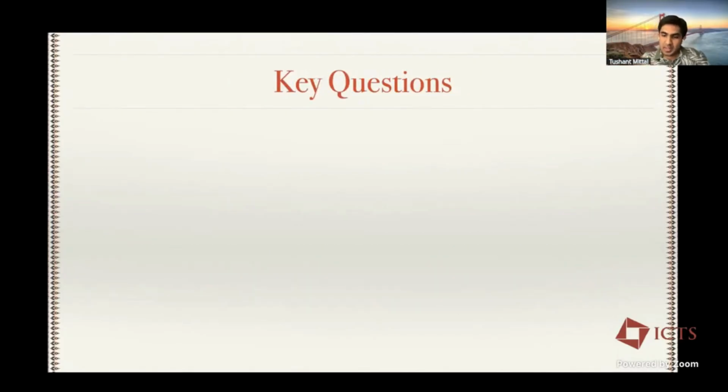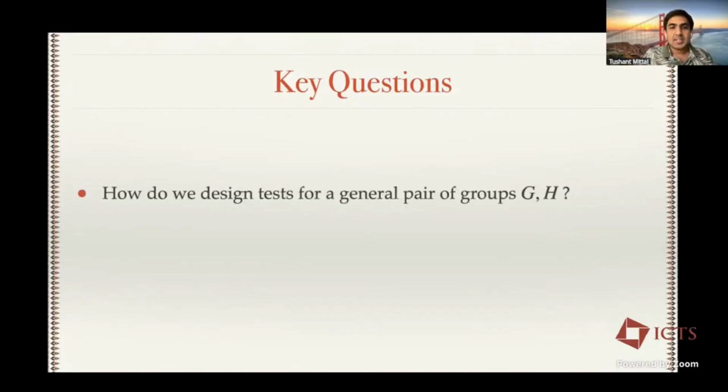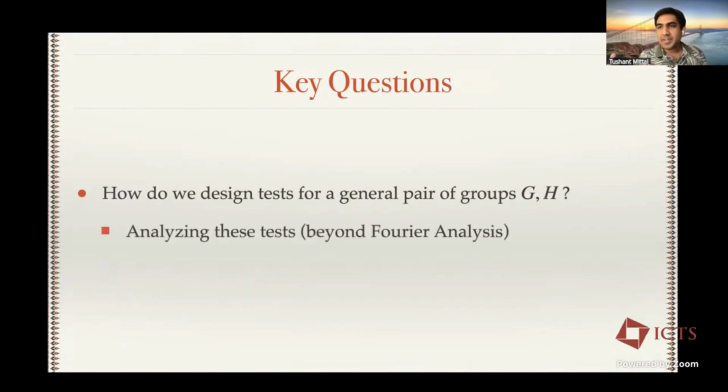So the key question that we wish to address is, okay, you come and give me a pair of groups G and H. How do I come up with a test? Right. So we've seen that BLR cannot really do it beyond at least a few cases. The elegance of BLR is that it's so general that it's well defined, but it doesn't work. So we want a general definition, as general as we can get, and to also then analyze them.